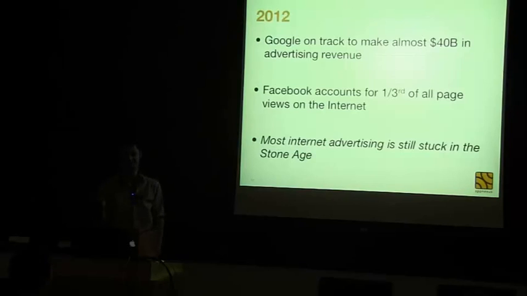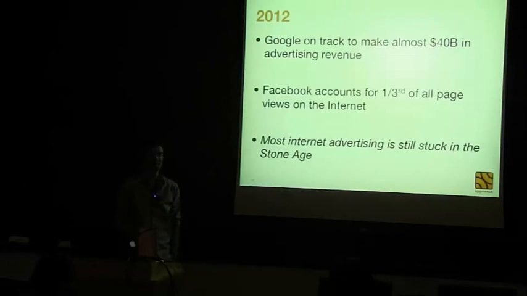So fast forward to current day. Google has obviously been very successful with their ad model. They're on track to make about $40 billion in revenue off of advertising. Facebook is basically the new AOL. A third of all page views on the internet are through Facebook now. But shockingly, most internet ads are actually shown in a very inefficient way.